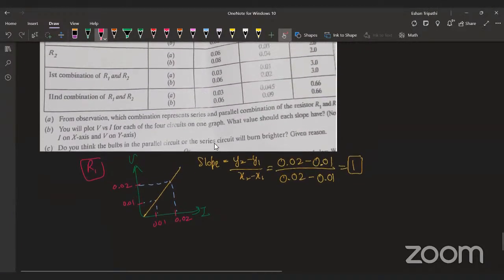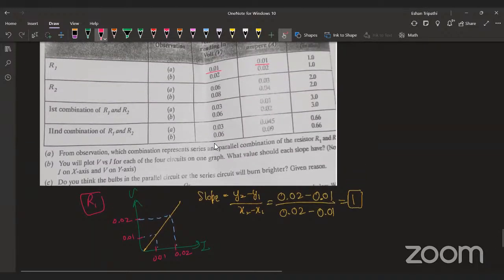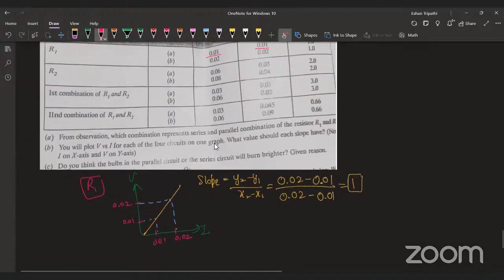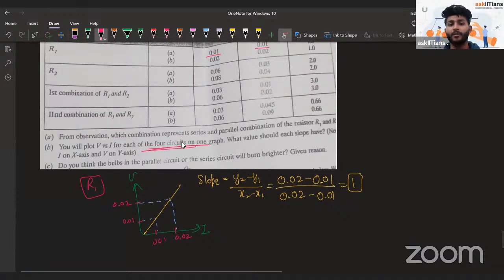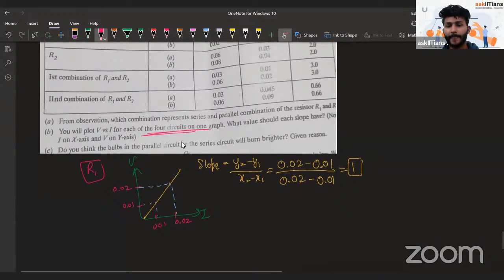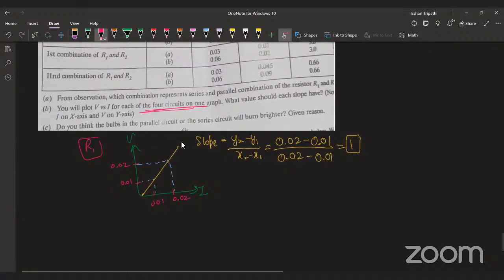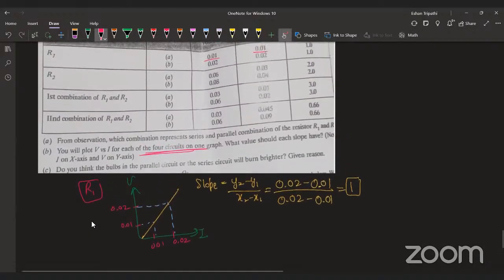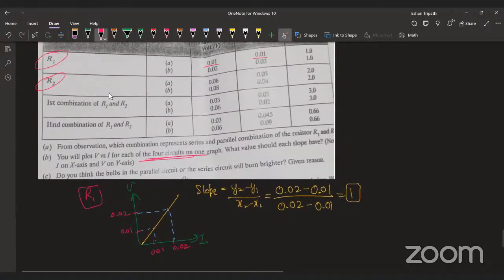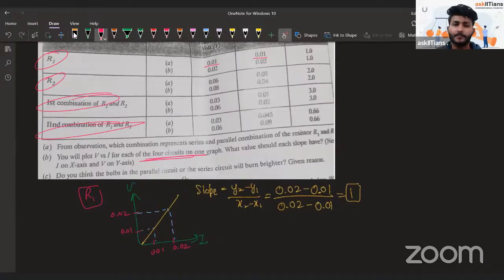Yes, sir. So, like we don't have to draw the graphs for the first combination and the second combination, right? Actually, you have to draw for each of the 4 circuits. The circuits containing the individual resistors and the resistors with equal resistance in both cases. Yeah, all 4. Okay, sir.